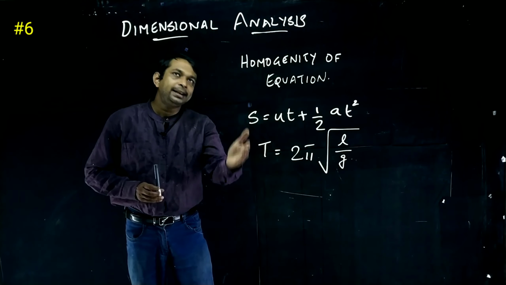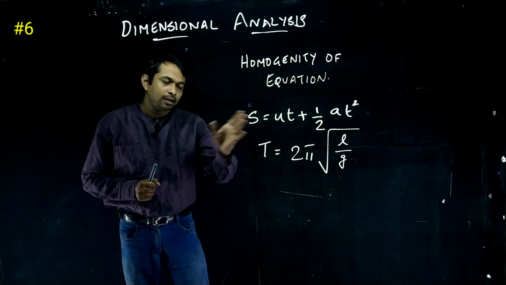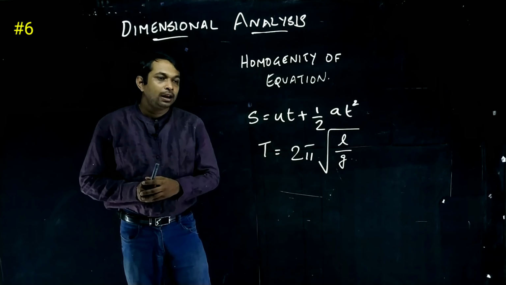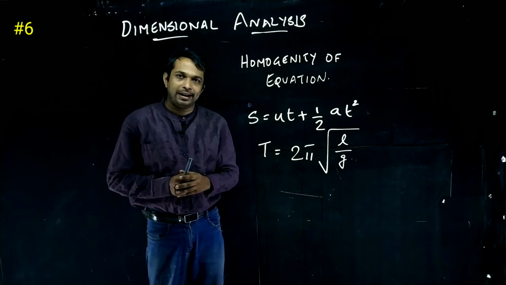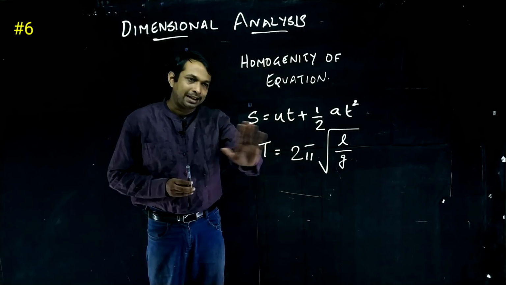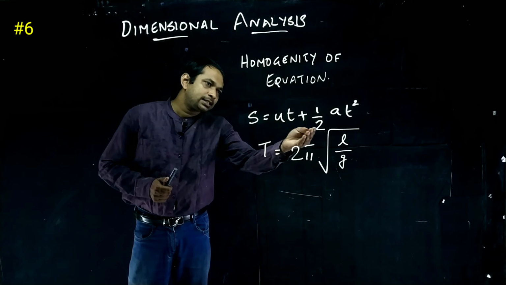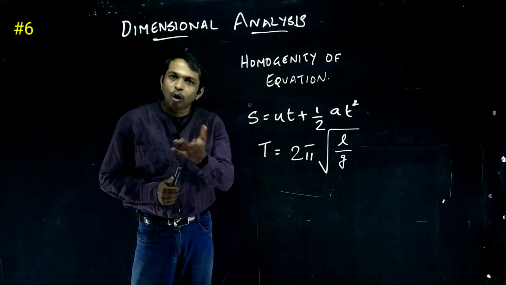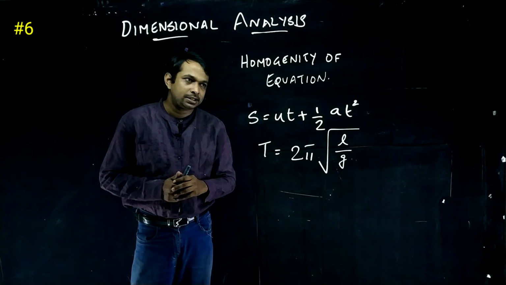Now when we did the dimensional analysis of these two equations, and after we found them correct, I told you that yes, these two equations are dimensionally correct, and I didn't tell that okay, this equation is correct, right? Why did I say so? Because this 1 by 2 or this 2 pi, they are constants, right? And they don't have dimensions.